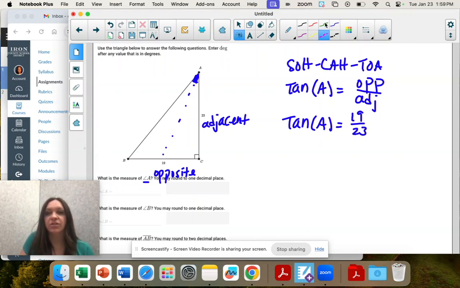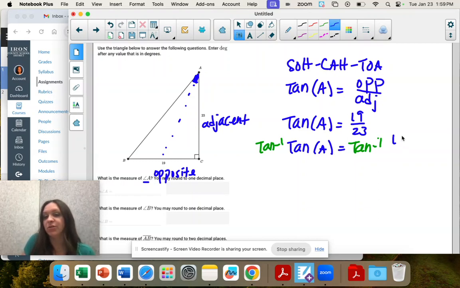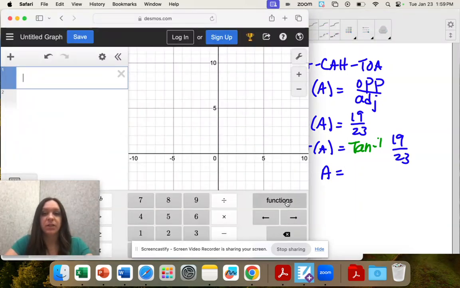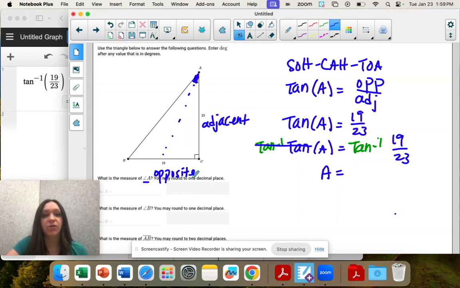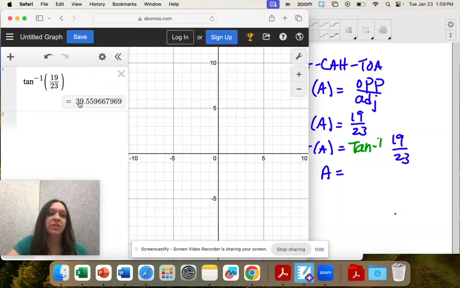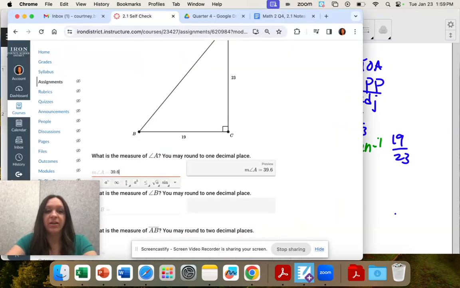And now we want to get rid of tangent, we want to get A by itself. So the opposite of tangent is inverse tangent. And we have to take that on the left and right side of the equation because we have to keep it balanced. So A equals inverse tangent of 19 over 23. So inverse tangent, 19 over 23, and make sure you're in degrees. We're rounding to one decimal place. So 39.6 is angle A.